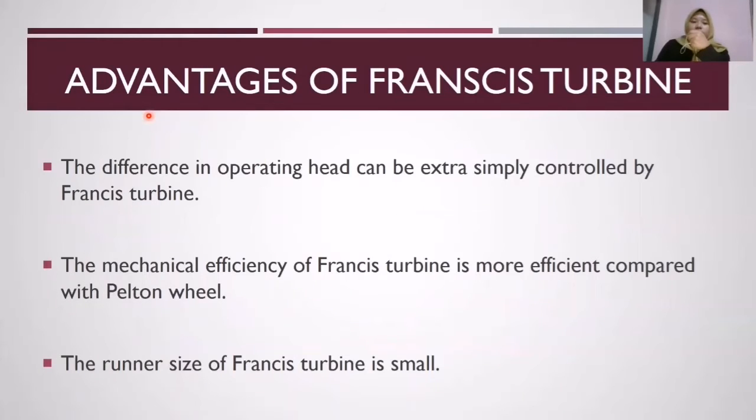Okay. The advantage of the Francis turbine is that the difference in operating head can be simply controlled. The mechanical efficiency of the Francis turbine is higher compared with the Pelton wheel, and we will discuss the Pelton wheel after this. Okay, next, the runner size of the Francis turbine is small.